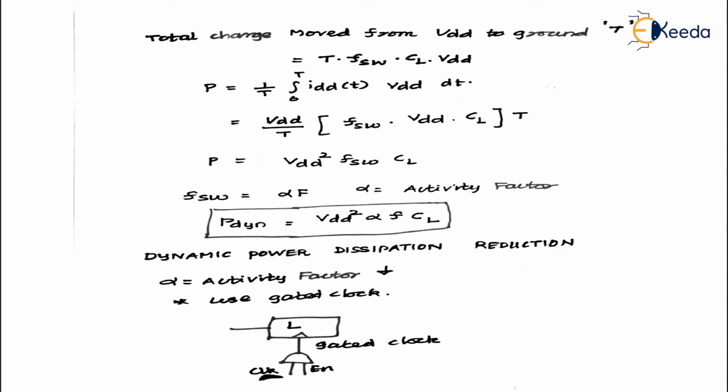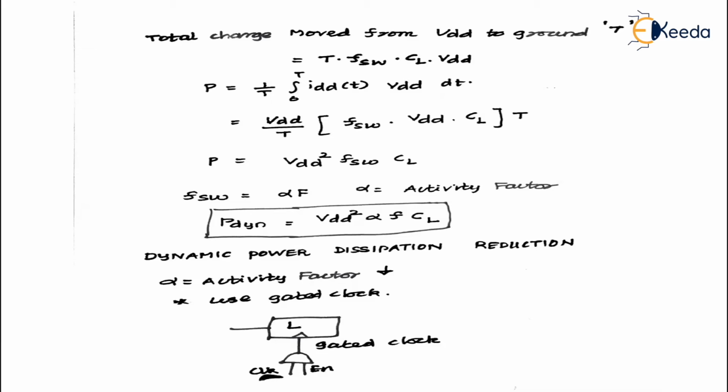Now, the total charge that is moved from your VDD to ground in time t. In time t, it is the time t into the frequency into the charge. So at what frequency it is moving, and for how many clock periods I have to calculate. So t into switching frequency into the load capacitance into VDD, because it is the charge multiplied by the frequency multiplied by the time t. So with this I can find the value of P, that is the dynamic dissipation, which is nothing but VDD square into switching frequency into the load capacitance, where your switching frequency depends on alpha into F.